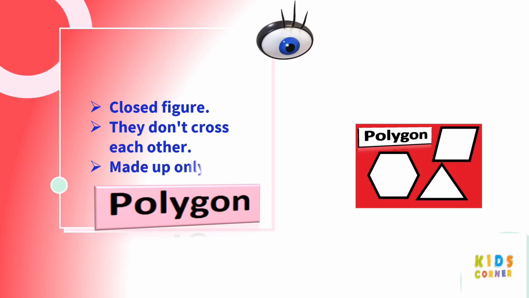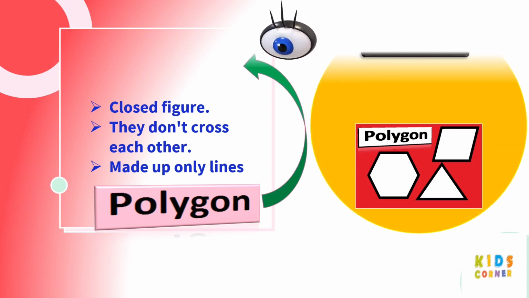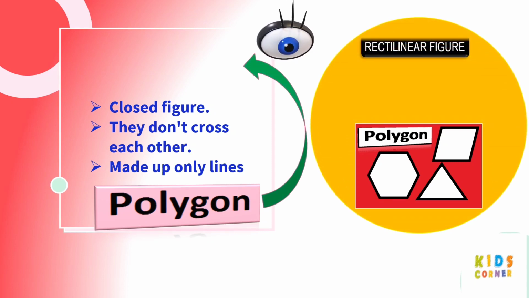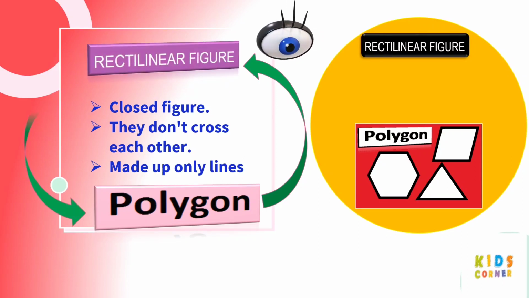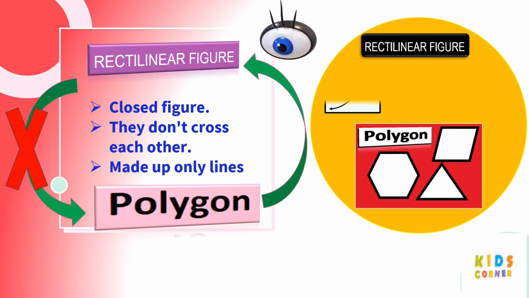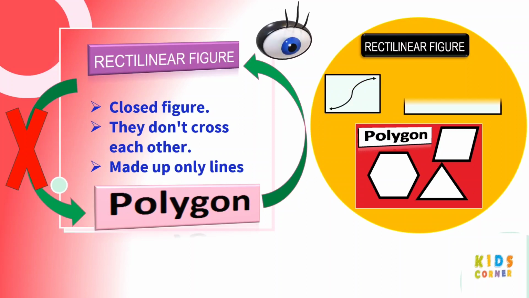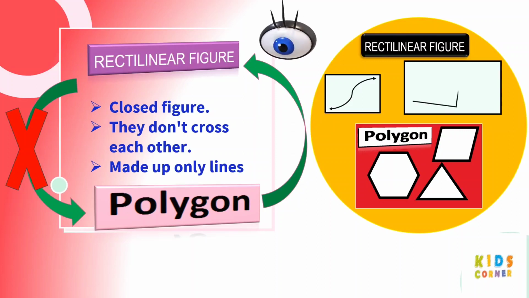Therefore, you can say every polygon is a rectilinear figure, or you can say it is a subset, that is a small part of the rectilinear figure, because it has all the properties of rectilinear figure. But can all rectilinear figures be called polygons? No, because a rectilinear figure can be a closed figure or an open figure, and we know that an open rectilinear figure cannot be called a polygon.